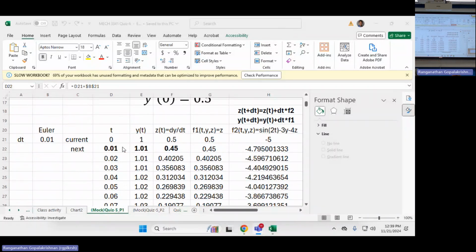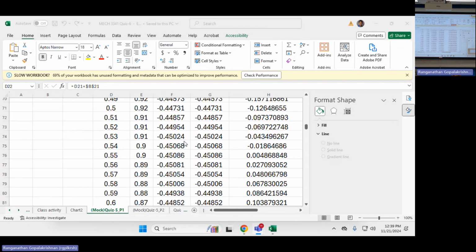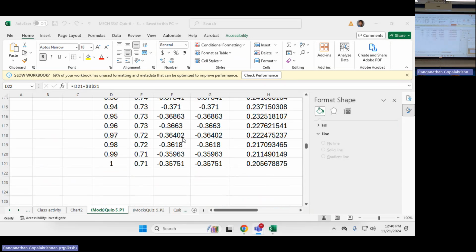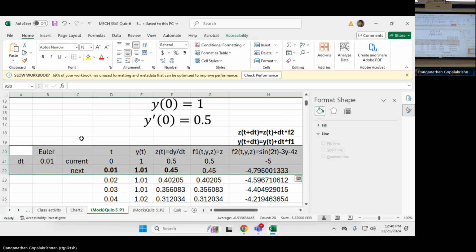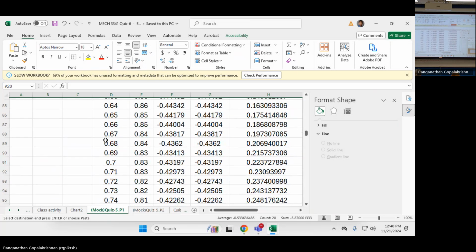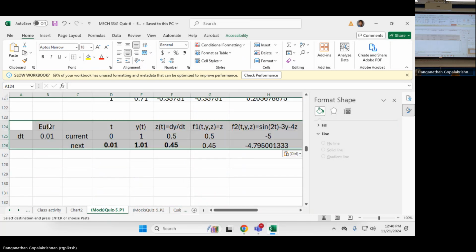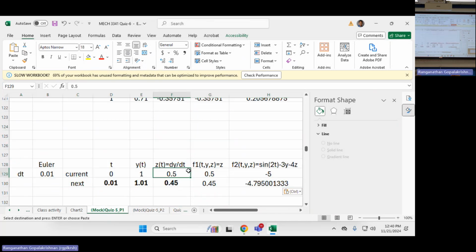So this is our solution which we did with Euler. Now we'll go below here and start another solution, where we copy some of this. So this remains the same, right? Your F1 and F2 remain the same.